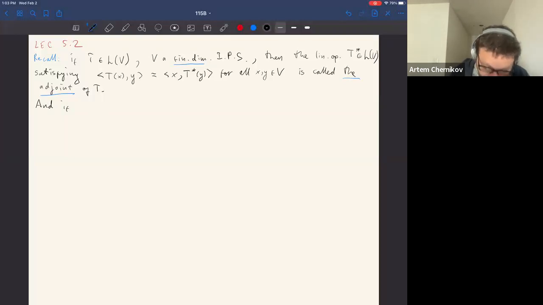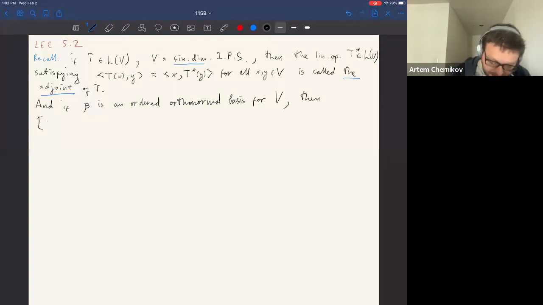So if beta is an ordered orthonormal basis for V, then the matrix representing the adjoint T star with respect to beta is the adjoint of the matrix representing T with respect to beta. So we look at the matrix representing T, and then we take the adjoint of this matrix, which remember is just taking the transpose and applying complex conjugate.